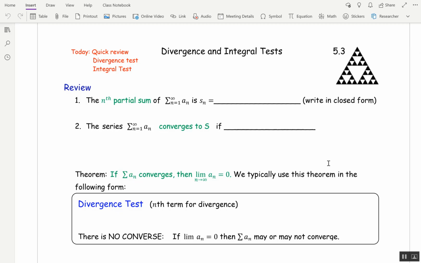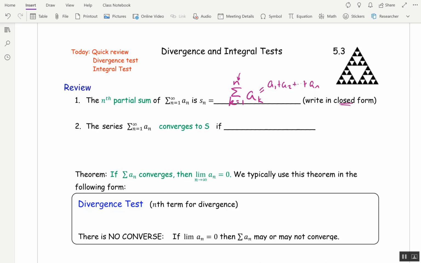The nth partial sum of an infinite series is S_n, which is the sum k equals 1 to n of a sub k. We had to switch the index to k because n is being used as the ending point. So if I write out what that is, it's the sum of the first n terms, a1 plus a2 plus ... an. And closed form is writing it with a summation sign.